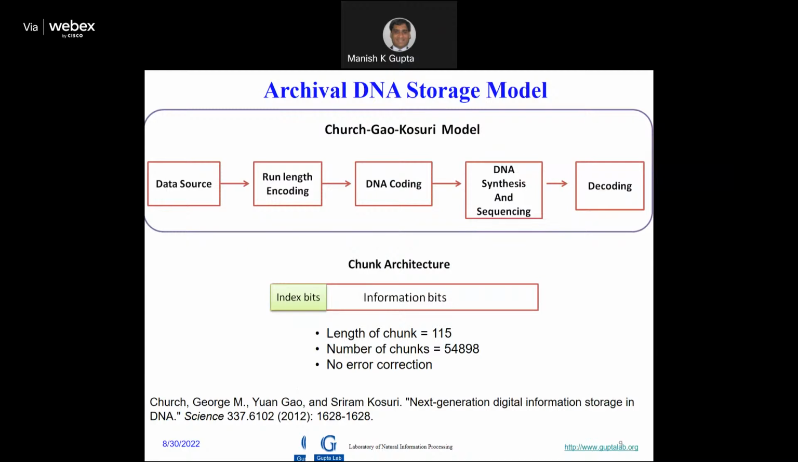Then we have DNA coding, the standard synthesis, sequencing and decoding. The chunk architecture was information bits and index bits initially, and the length of the chunk was 115 nucleotides. The number of chunks was this when they stored a book of about 2.4 MB. In the first experiment there was no error correction. But this paper came into Science because it was the first time somebody did large scale data storage into DNA and retrieved it back. This is something interesting.